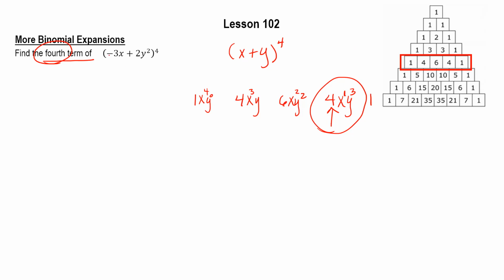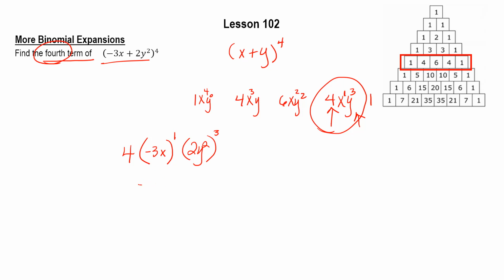That's the same thing that's going to happen here, except now our x is negative 3x and our y is 2y squared. So we will write 4 and we'll use parentheses to make sure we're doing what we're supposed to do to our first term of the binomial. So our first term of the binomial is negative 3x, and we're supposed to be raising that to the first power. And then our second term, or y, is 2y squared, and we have to raise that to the third power. So that's all you have to do.